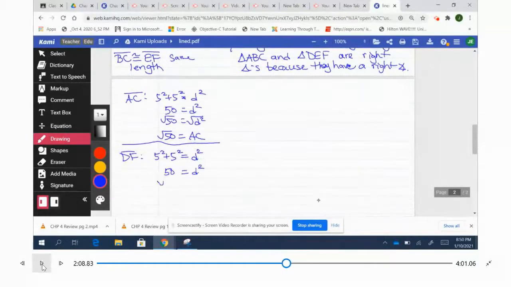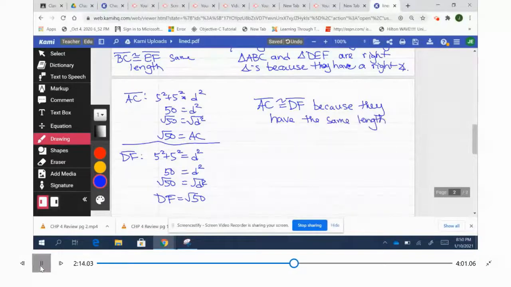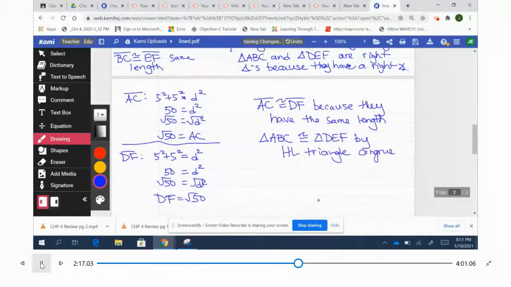Now the length of DF, it's identical numbers, but for a proof, we really should just go through the process, show the work properly, so there can be no argument. Okay, so why are those congruent? Because they have the same length. Now, we can establish the triangles are congruent by hypotenuse leg.